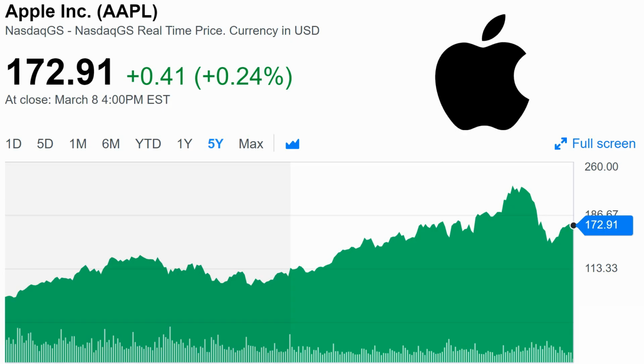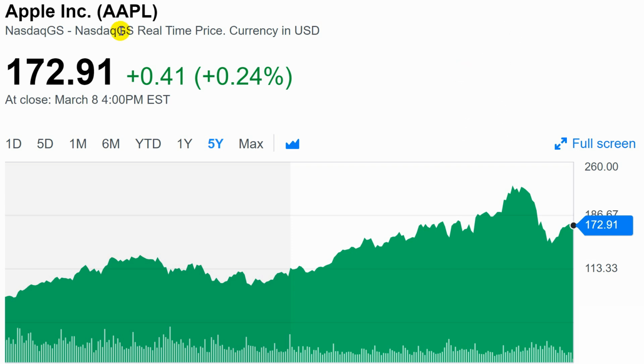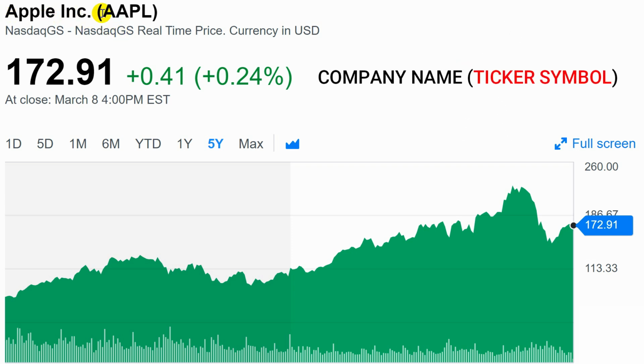Let's use Apple stock as our example. Here's what a normal stock quote looks like. We're on Yahoo Finance right now. On the top left corner, we have the company name, Apple Inc. Right next to that, we have the ticker symbol. This is like a short nickname for the company. For Apple, it's AAPL. Under the name, it tells us the stock exchange this company is traded at. For Apple, it's the NASDAQ.